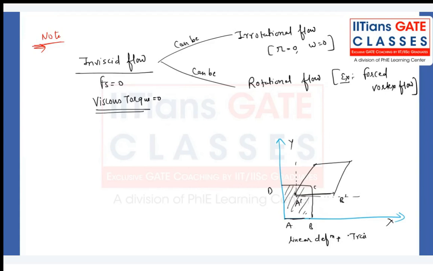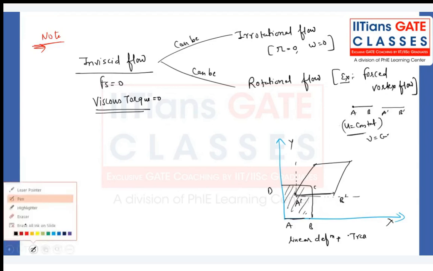Translation is possible in all four cases, right? When u is constant and v is also constant, the element ab will simply translate. When there is no deformation, there is no linear deformation. But when u is a function of x, then it will linearly deform.